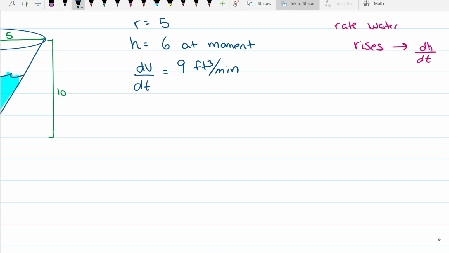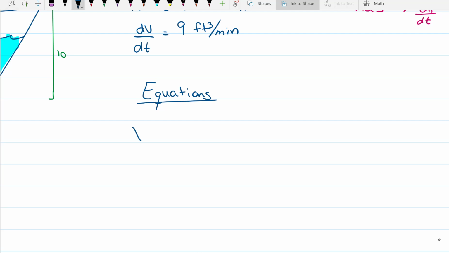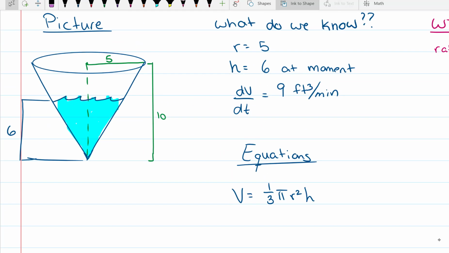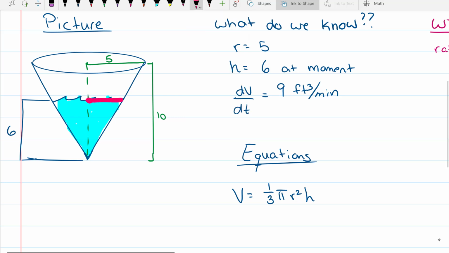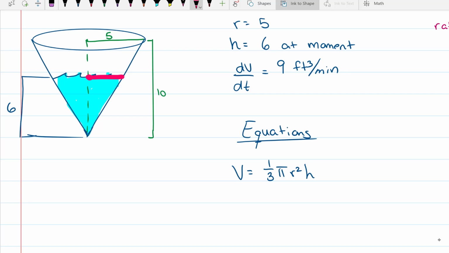So we're going to need some equations. So what do we know about the volume of a cone? Well, we know the volume of a cone is 1/3 pi r squared h. If we look, we have volume, we have radius, and we have height. The problem is that we don't know anything about the radius at this time. We know that when the cone is full, it's 5, but I don't know the radius when it's right here, and that's the problem. But if you look closely, we can figure that out by using similar triangles.